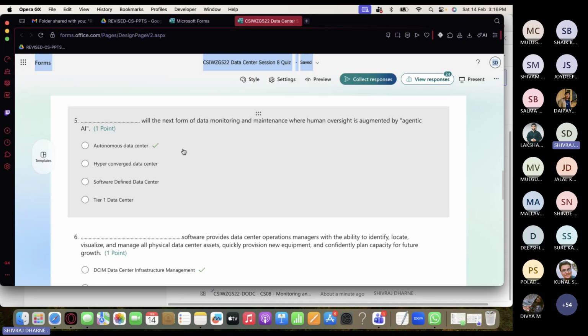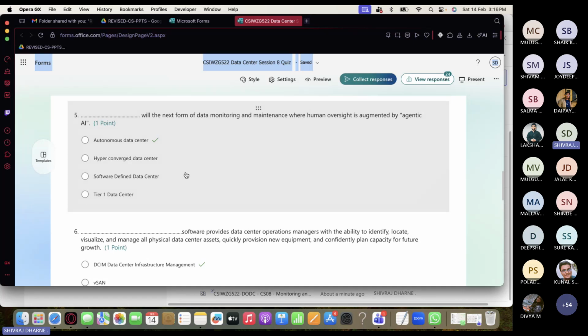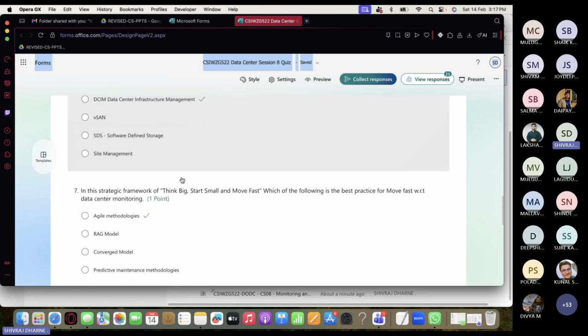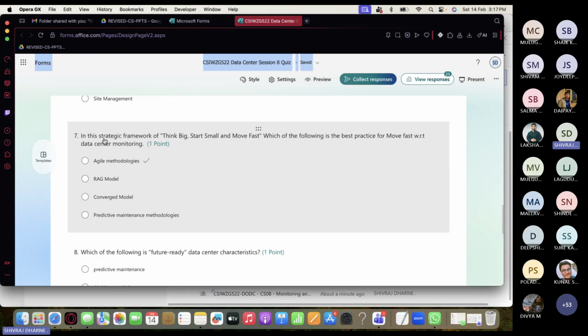Okay, the next form of data monitoring and maintenance, where human oversight is augmented by agentic AI, is what we talked about as the autonomous data center. Okay, the software that provides data center operations managers with the ability to identify, locate, visualize and manage all physical data center assets quickly, provision new equipment, and confidently plan capacity for future growth. This is DCIM, data center infrastructure management, that we talked about. Then in this strategic framework of think big, start small, and move fast, which of the following is the best practice for move fast? For move fast, agile methodologies, right?